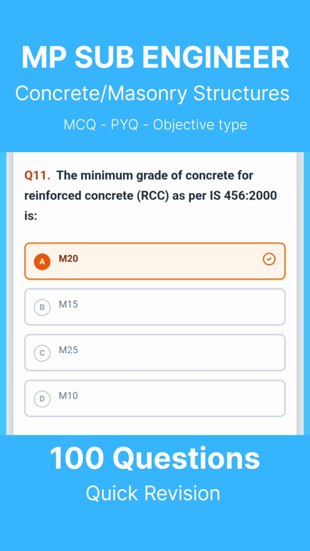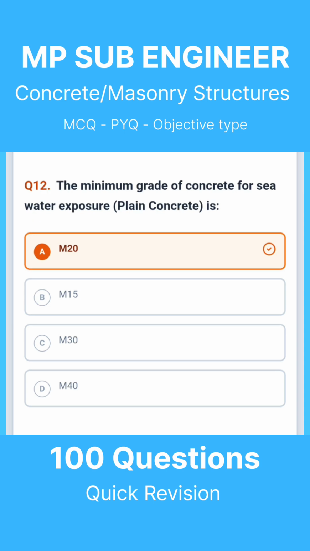Question 11. The minimum grade of concrete for reinforced concrete, RCC, as per IS 456, 2000 is. The correct answer is M20. Question 12. The minimum grade of concrete for seawater exposure, plain concrete, is. The correct answer is M20. Question 13. The minimum grade of concrete for seawater exposure, reinforced concrete, is. The correct answer is M30.